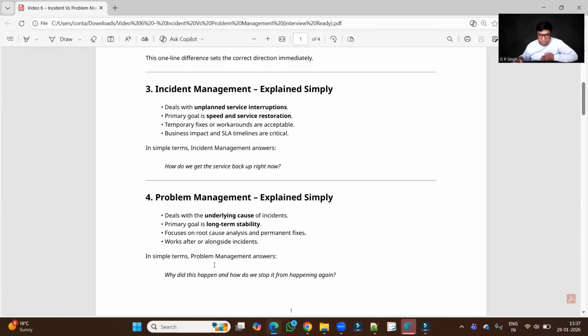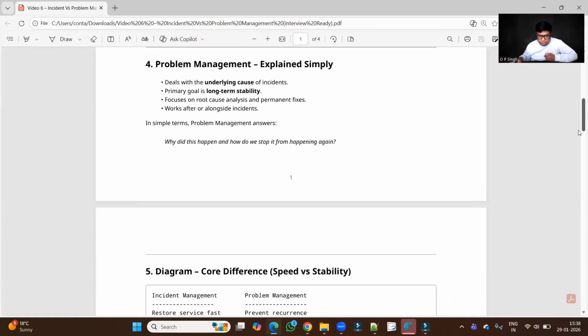Whereas problem management works after or alongside the incident. Incident management may be going on side by side, or problem management starts after the incident and works to find a workaround or a permanent fix. Incident focuses on how we get the services back up right now, whereas problem management focuses on why this happened and how we stop it from happening again. I hope it is crystal clear to you now.